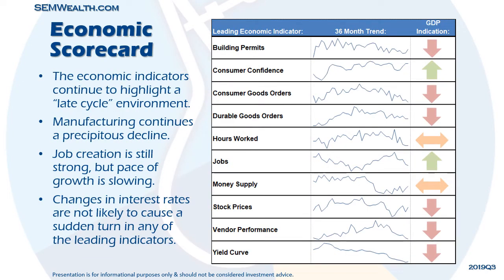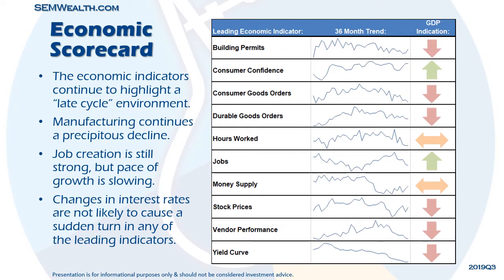Now, let's take a look at just the economic scorecard here. These are some of the inputs into SEM's economic model. They're also in the Conference Board's leading economic indicator numbers that they use. And I think the main thing to look at there is there's not a lot of green arrows. The 36-month trend that I have in there, those lines, that's the year-over-year percentage change. So even something that's been positive, like the number of jobs being created, the overall trend in growth is down, and it's something that we have to be aware of. There's not a lot going for the economy.